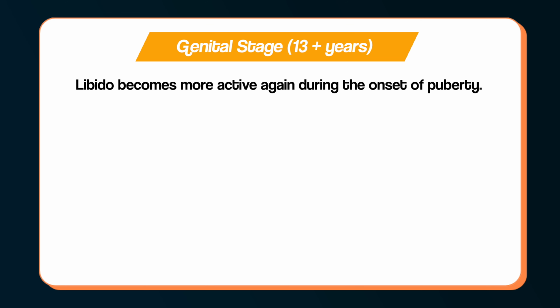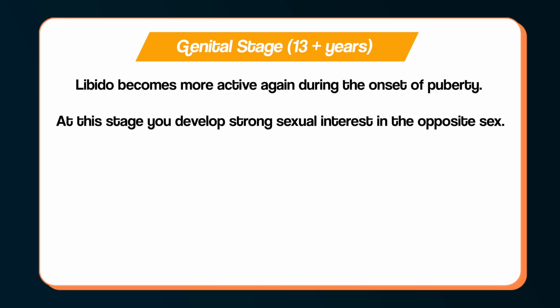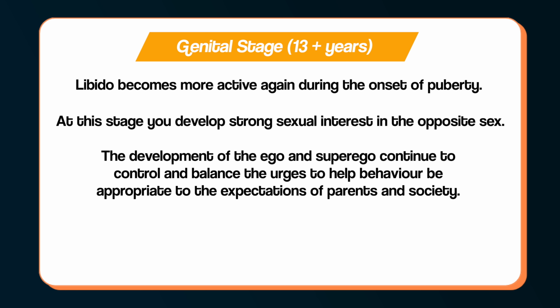Libido becomes more active again during the onset of puberty. At this stage, you develop strong sexual interest in the opposite sex, and the development of the ego and superego continue to control and balance the urges to help behaviour be appropriate to the expectations of parents and society. That was an overview of all the stages, but you wouldn't need to write about all of them to get all 6 marks. It depends on the level of detail you include. 2 of them, at the level I described them, would be more than enough.